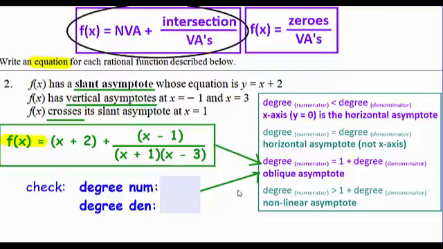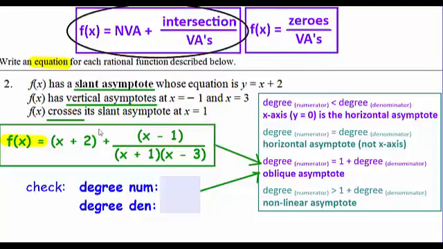And then if we wanted to double check and make sure that this made sense based on our conclusions over here, since we have an oblique asymptote, we've got a slant asymptote, the degree of our numerator should be exactly 1 greater than the denominator. So be careful here because this is not in the right form, right? We need it in this form to be able to tell that.